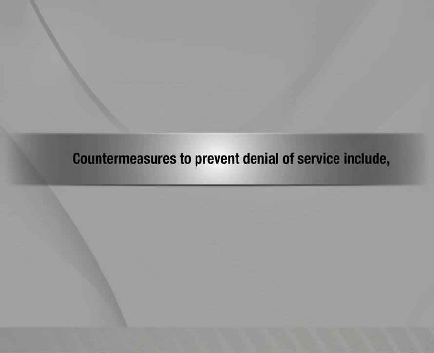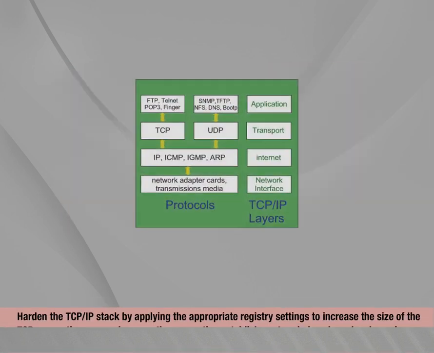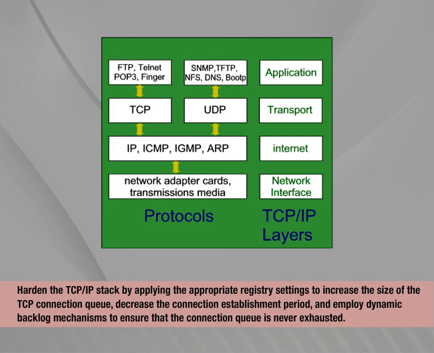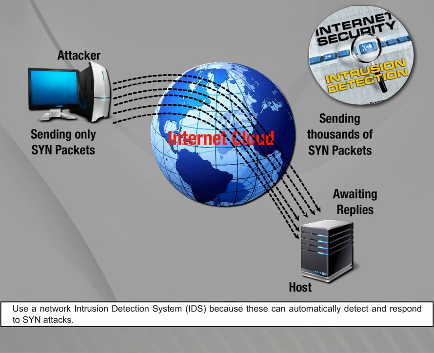Countermeasures to prevent denial of service include: apply the latest service packs; harden the TCP/IP stack by applying the appropriate registry settings to increase the size of the TCP connection queue, decrease the connection establishment period, and employ dynamic backlog mechanisms to ensure that the connection queue is never exhausted. Use a network intrusion detection system (IDS) because these can automatically detect and respond to SYN attacks.